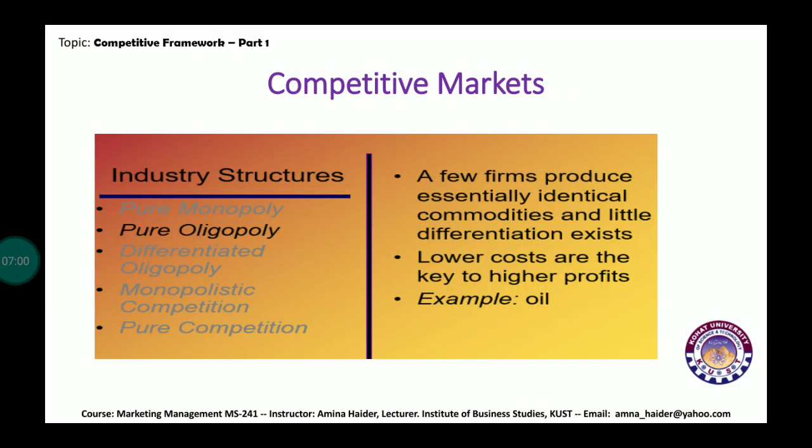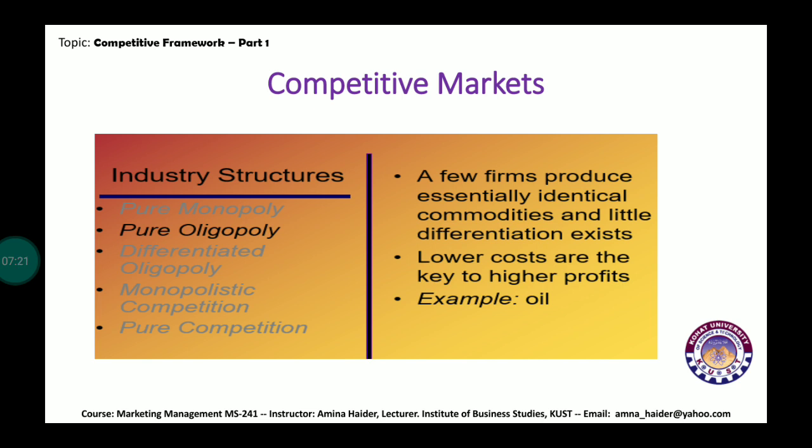The next is pure oligopoly. A few firms produce essentially identical commodities and little differentiation exists. Lower costs are the key to higher profits.